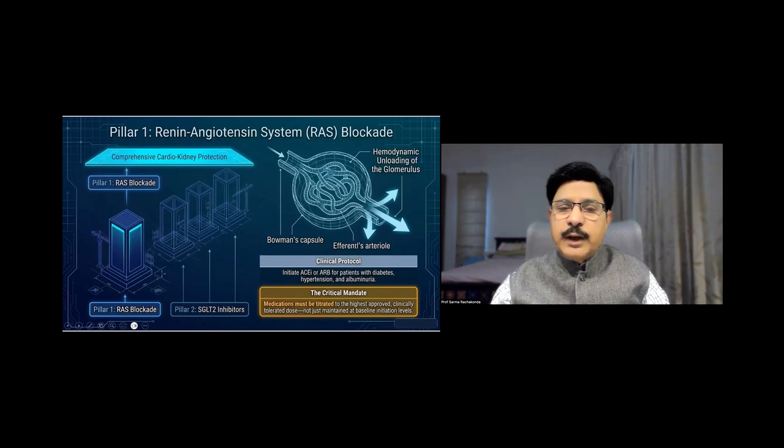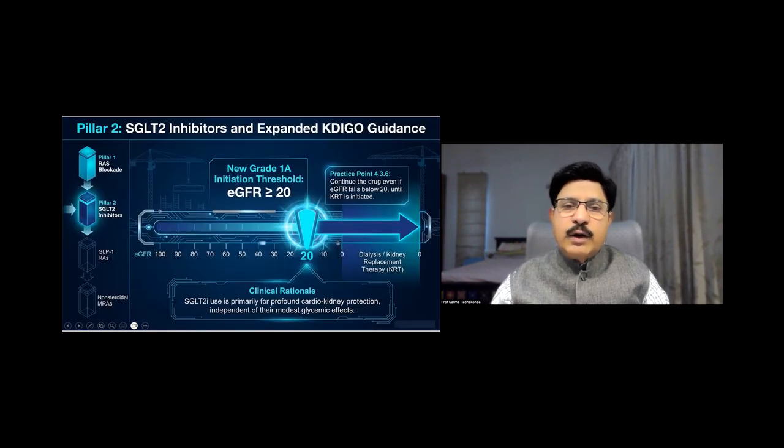The first pillar, RAS blockade. The second one is now grade 1A initiation threshold. Now this is the eGFR scale: 100 is normal, less than 20 you require renal replacement, and this one, 10, 15 like that. What do you have to do? SGLT2 inhibitors must be started very early. Use is primarily for profound cardio-renal protection.